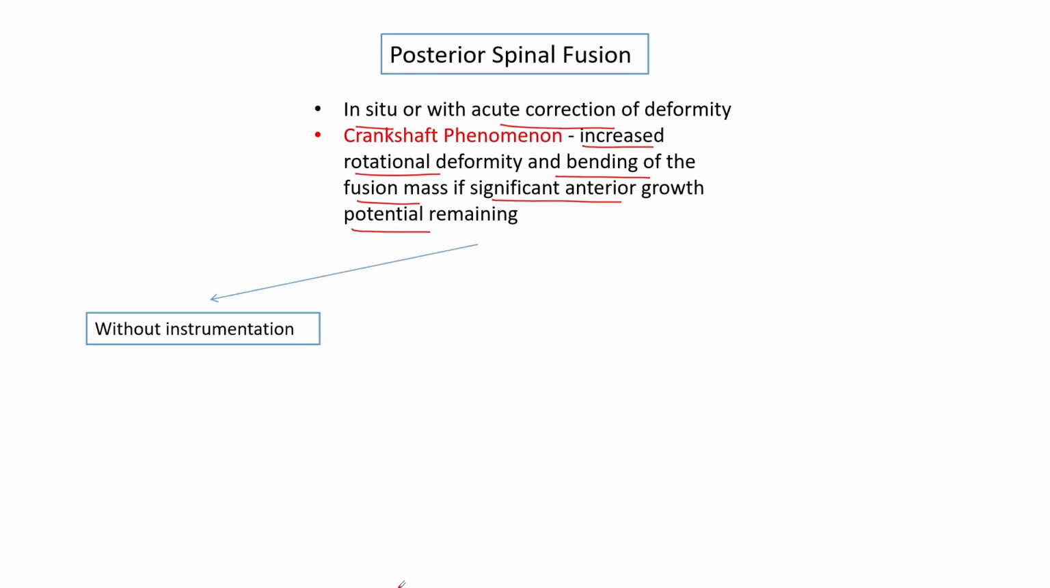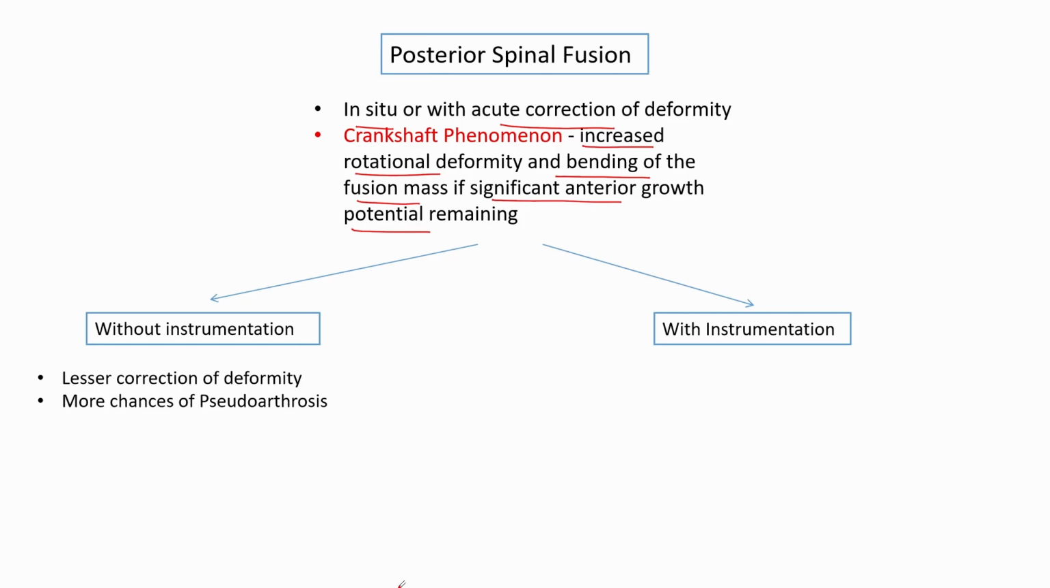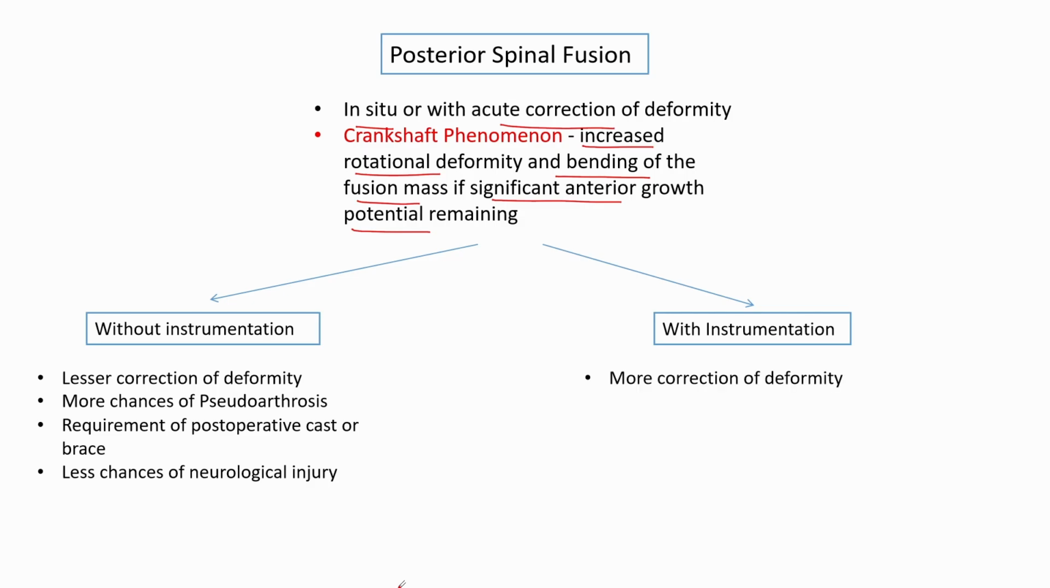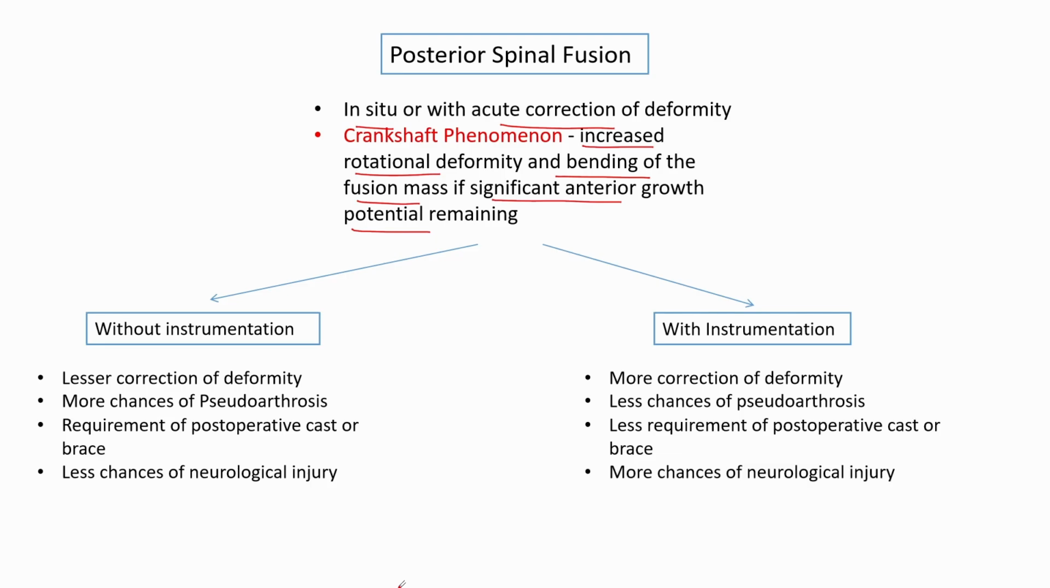Posterior spinal fusion may be done without instrumentation or with instrumentation. Without instrumentation, there is lesser correction of deformity, more chances of pseudoarthrosis or failure of fusion, a requirement of postoperative cast or brace. However, there are less chances of neurological injury without instrumentation. With instrumentation, there is more correction of deformity, less chances of pseudoarthrosis, less requirement of postoperative cast or brace. However, the chances of neurological injury are higher.